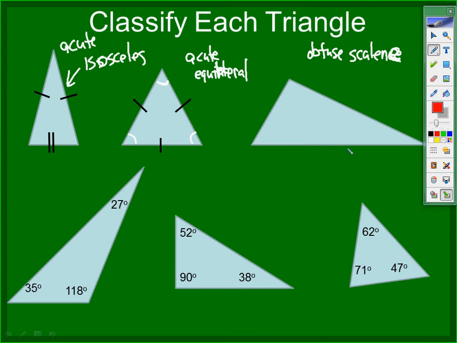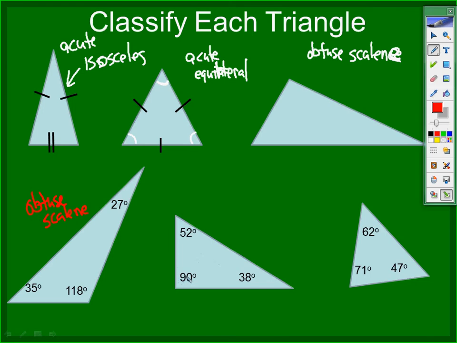When I come down to the bottom, my triangles actually have angle measures given. And what this is telling us is that all three of these angles are different. And when you have different angle measures, the side lengths are all different as well. So the smaller the angle, the shorter the side length that is opposite. So the 27-degree angle, this side length would be opposite. It's the shortest. The 35 is the next biggest angle. This side is the next longest. And then 118 and the hypotenuse is opposite of the biggest angle. So these are obtuse because there's one obtuse angle, and it's an obtuse scalene.